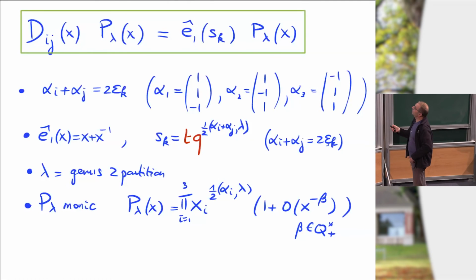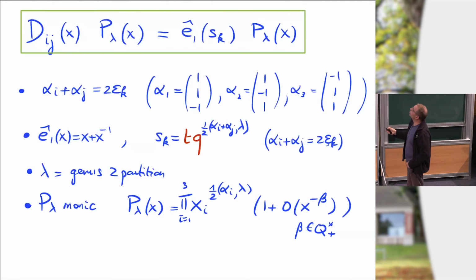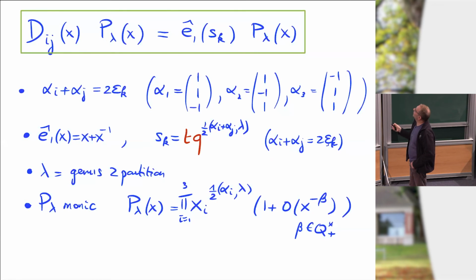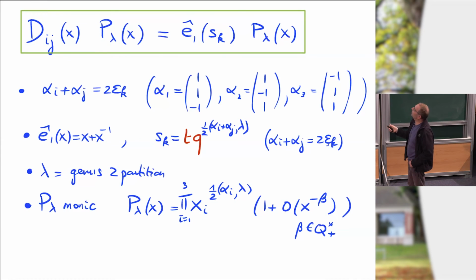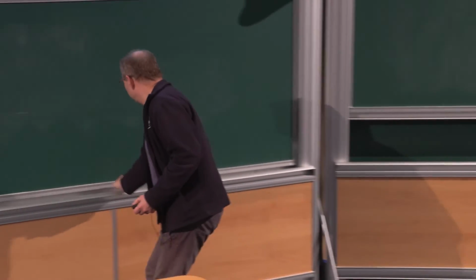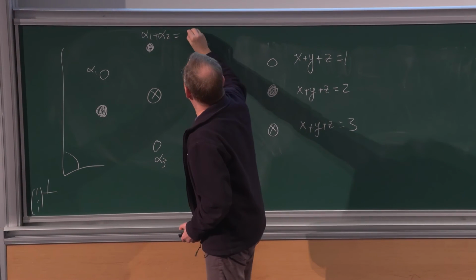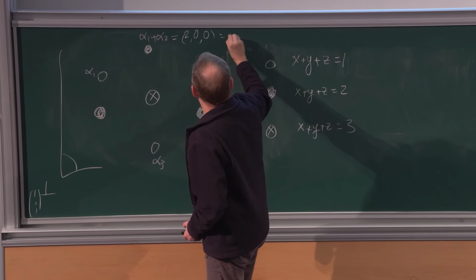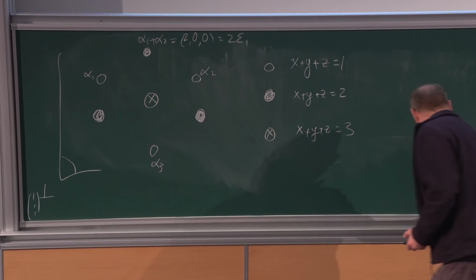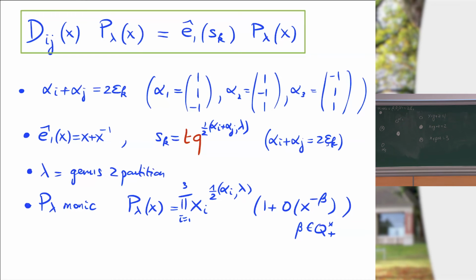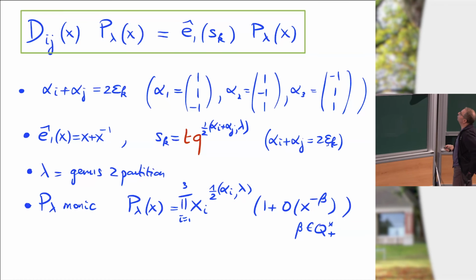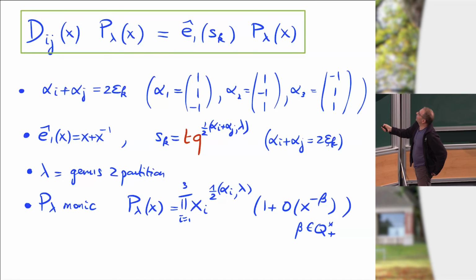Okay, so having said that, I can rewrite my eigenfunction equation like this. So the eigenvalue is given in terms of an index k, such that alpha i plus alpha j is 2 epsilon k. Okay, so alpha 1 plus alpha 2 is here, and it's 2, 0, 0, so it's 2 epsilon 1, etc. So you have a nice way of labeling the eigenvalues by just one integer, whereas the operators are labeled by 2 integers. And it's not the complement in 1, 2, 3.